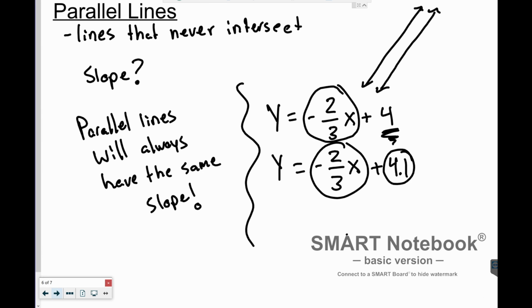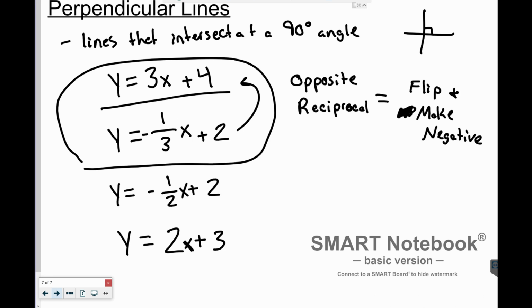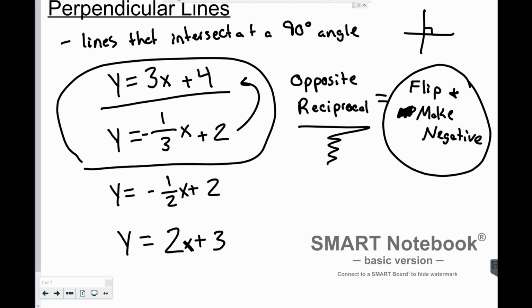We then said that parallel lines will always have the same slope. If you can remember that fact, these problems will be very easy as far as parallel lines go. And then lastly, perpendicular lines, the slope will always have to be the opposite reciprocal, which means flip the slope and make it negative. Remember, if the slope was already negative, 2 negatives equals a positive.